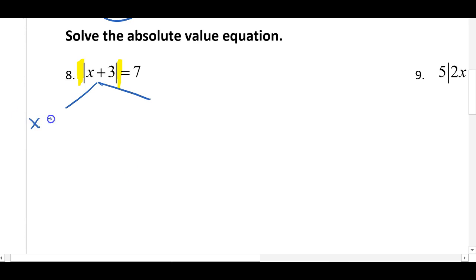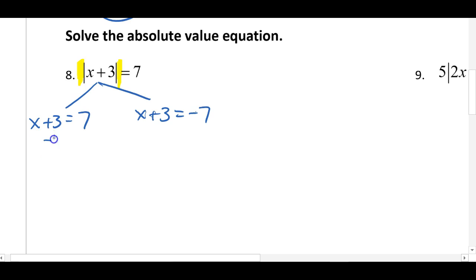So this one is going to still have the x plus 3 inside, equals the 7. Remember, the equation on the left will not change. It will stay the same. And then over here, you'll have x plus 3 again, equals again, but then what changes is the -7. It means the 7 becomes negative.